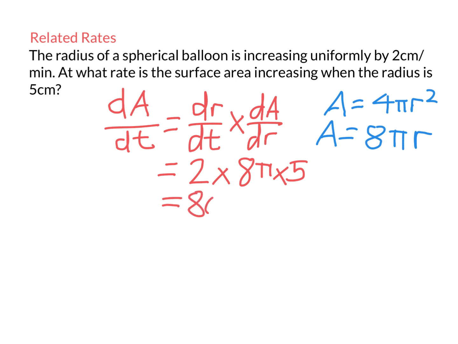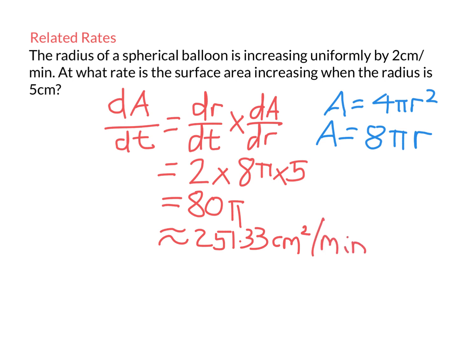And so that's about 251.33. Now, because everything was in centimeters, the surface area is in centimeters squared, and because it was per minute, our final answer will be 251.33 centimeters squared per minute. That's how quickly the surface area is changing, which we figured out using the chain rule.